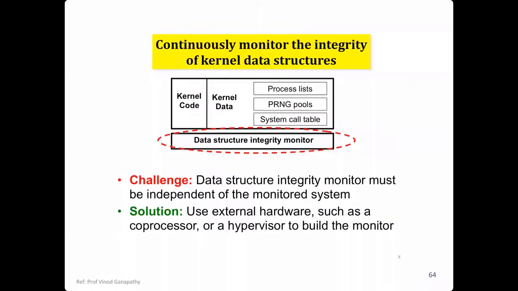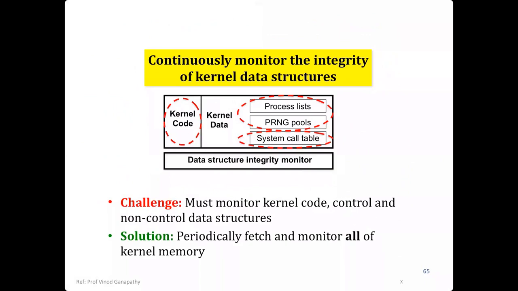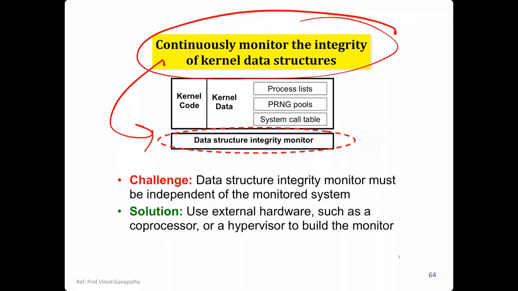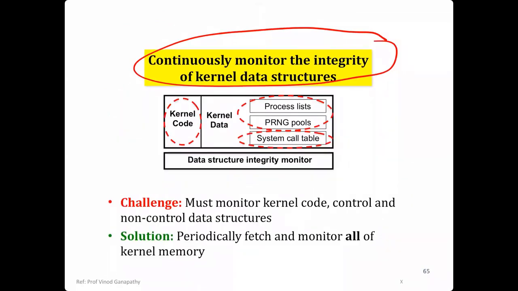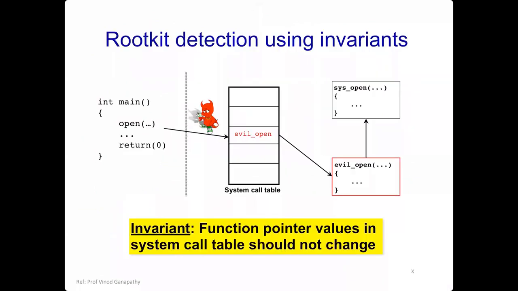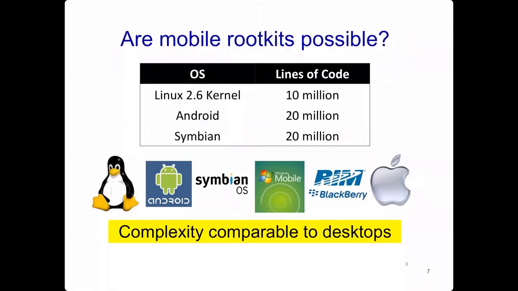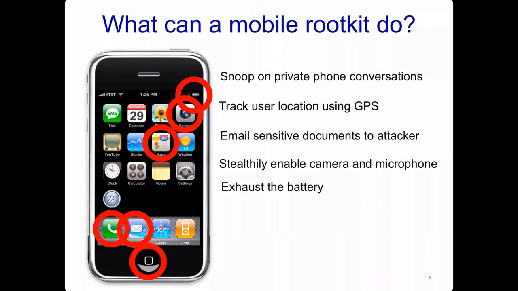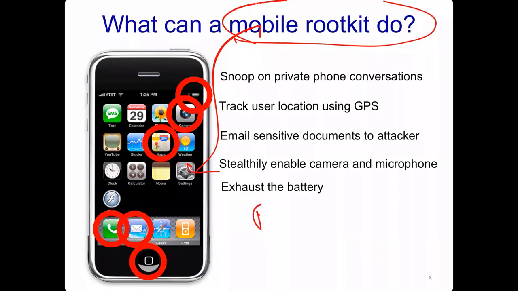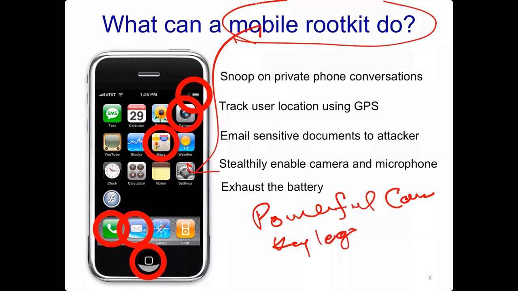Okay, so in order to find this out, we will have to continuously monitor the kernel data structures and their integrity. With integrity checking of kernel data structures, we can find out something has gone wrong, or if there is a rootkit. Now, a rootkit is extremely difficult to find, very, very difficult, and it's a very dangerous thing, right? Because it has all privileges. And this rootkit can also be on mobile, because mobile is nothing but a powerful computer.